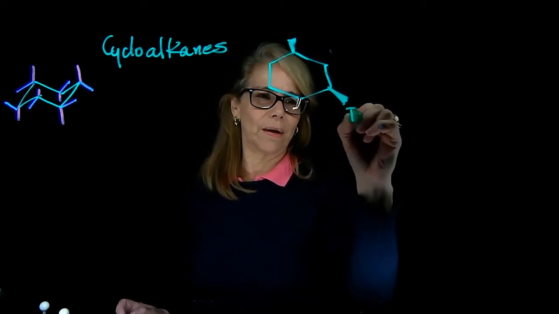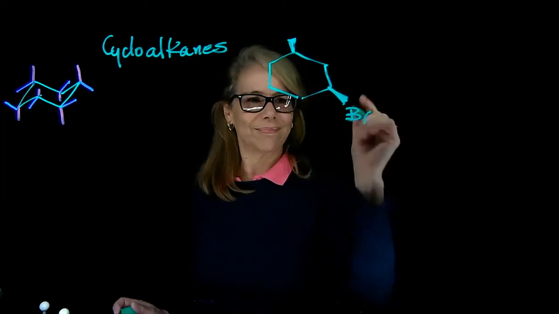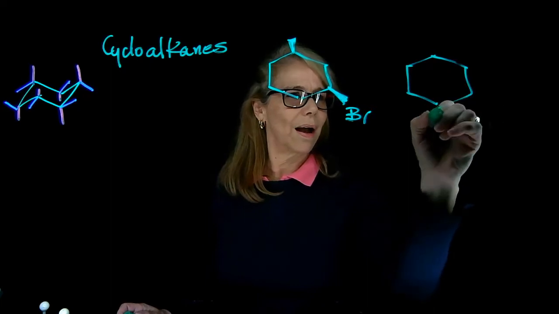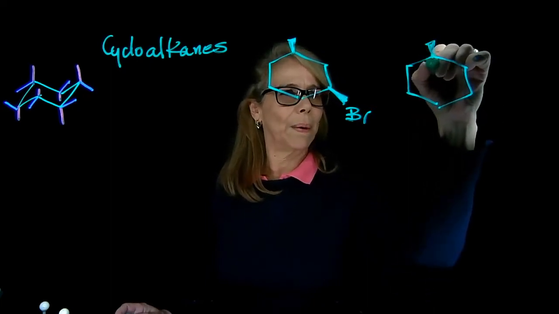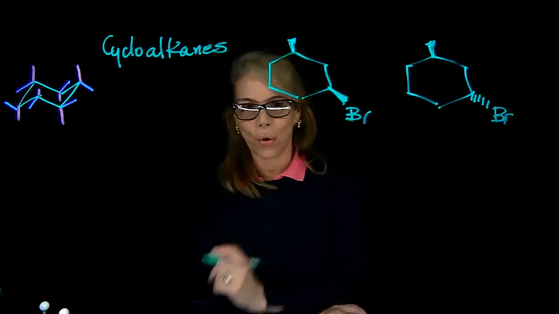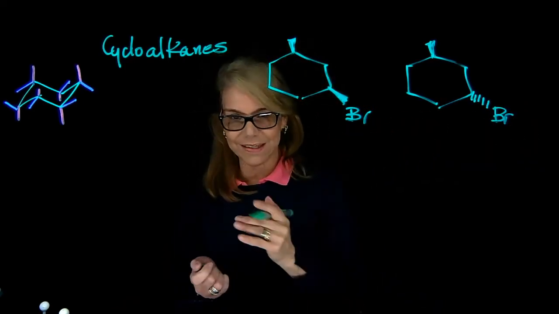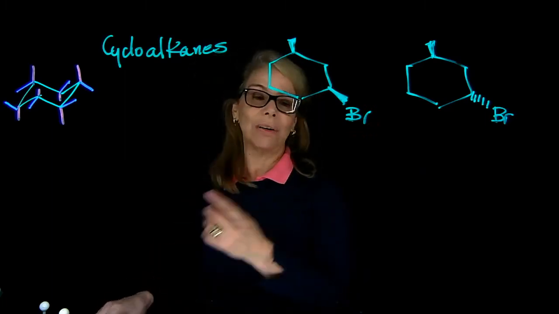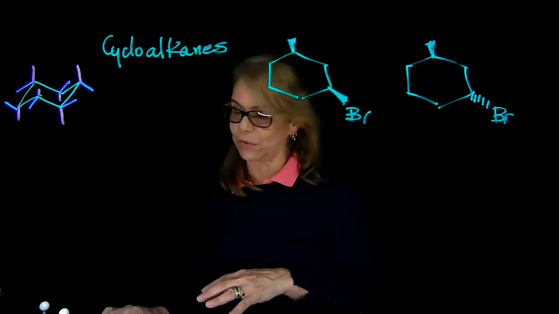Now I'm going to put a bromine here, and now I am going to say up and down. So say that the problem asks you to draw the more stable conformation of these two compounds. Okay, so now let's look at the pattern for the substitution.